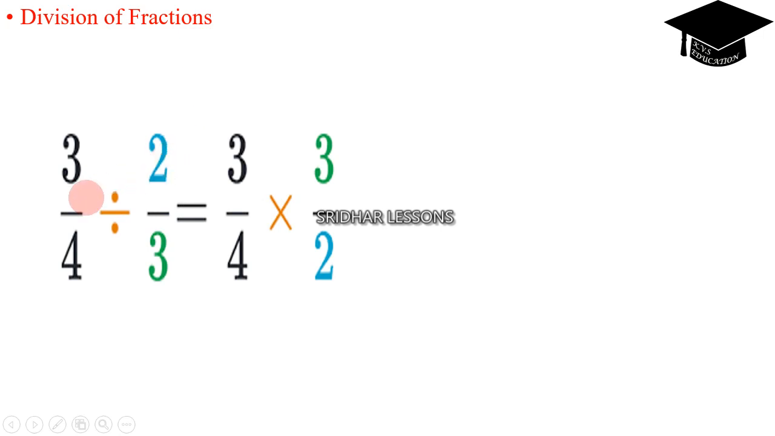Before going to the next exercise, we will see the concepts in the exercise. Division of fractions. See, 3 by 4 divided by 2 by 3 is equal to 3 by 4 into this 2 by 3 will become the reciprocal, that is 3 by 2. 2 by 3 will become 3 by 2, with the symbol changing to multiplication.